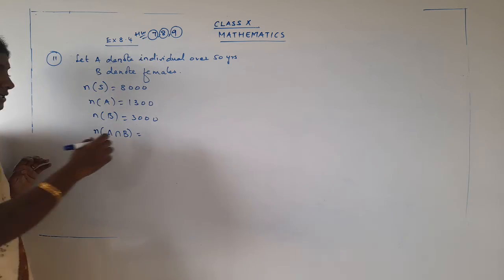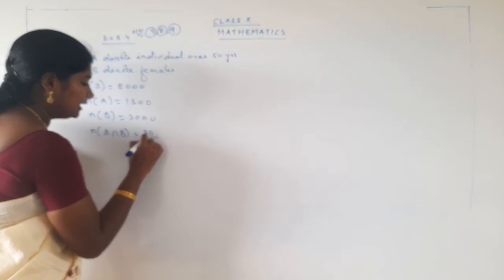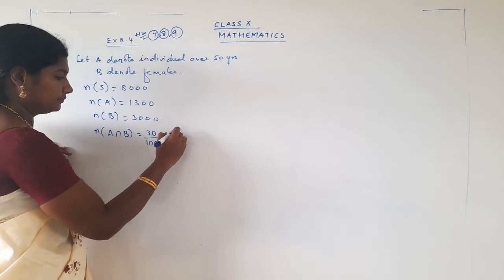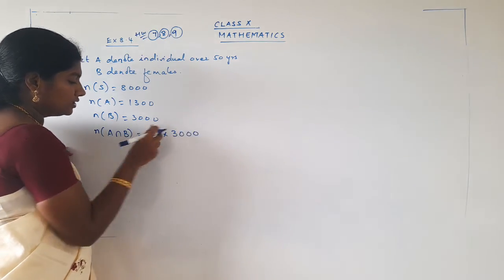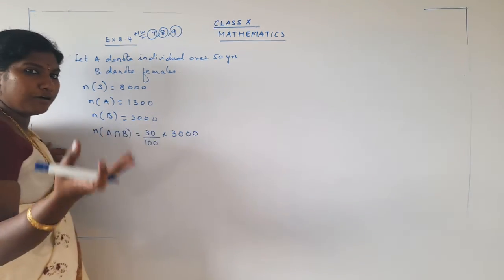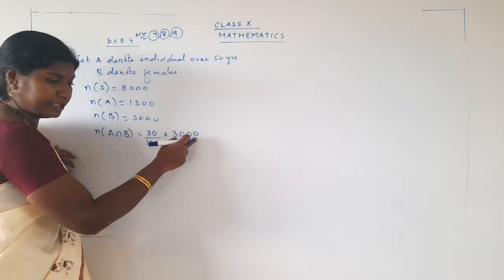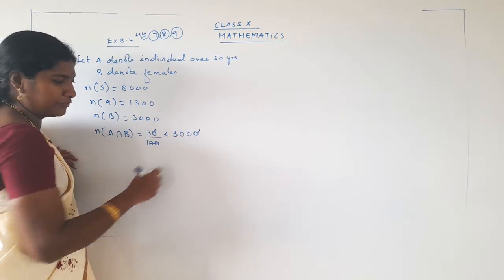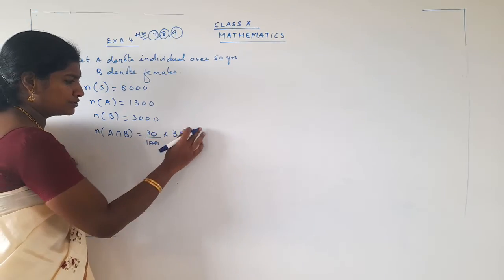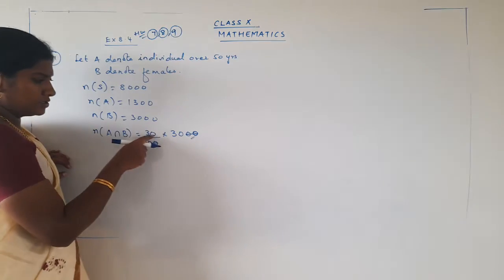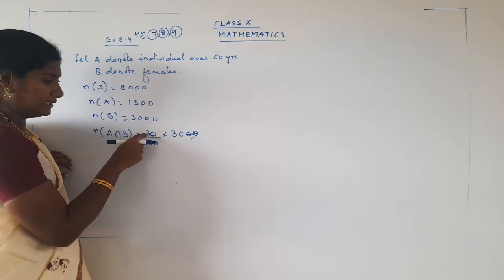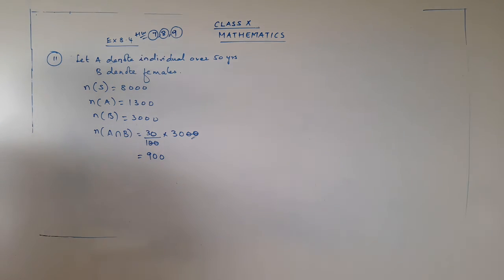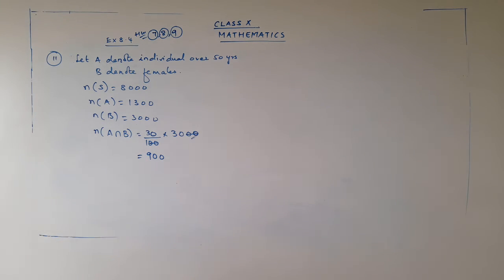30% of the females. So 30% means 30 upon 100. How many females are there? 3,000. So 30% of the females are above 50 years. So 30 upon 100 into 3,000. I have cancelled here 2 zeros. Or you can directly cancel 2 zeros from here. So 30 into 30. 3 3s are 9 and 2 zeros. So it is 900. So I have just written all the details that was known to us.